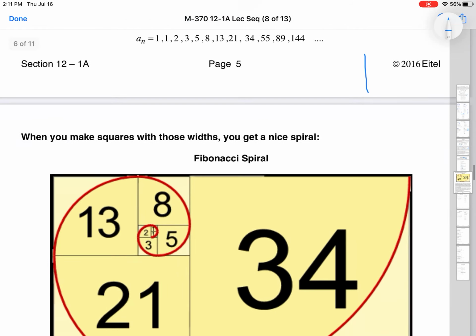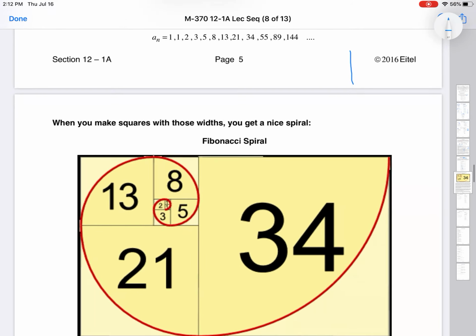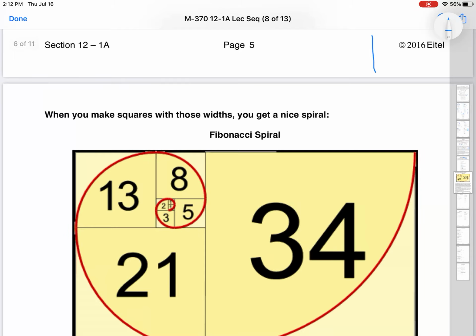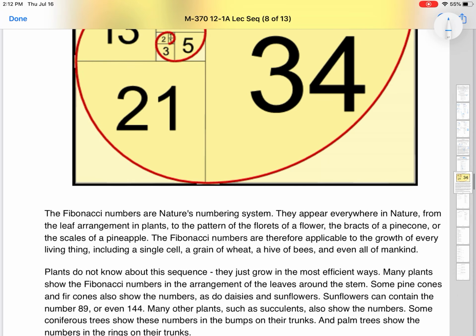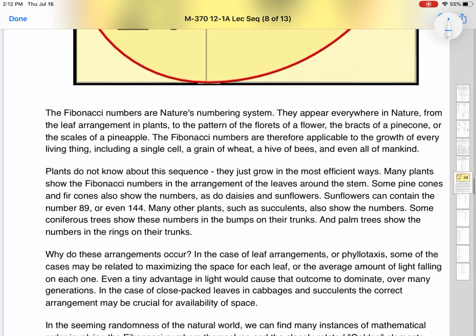And then he's talking about a spiral here. When you make squares with those widths, you get a nice spiral coming through. And so he's just going to give you some history here. Fibonacci's numbers are nature's numbering systems. They appear everywhere in nature, in leaf arrangements and plants. So it's something that you don't need to know in order to be able to do the homework, but it has you realize that a Fibonacci sequence wasn't just made up, because it was actually observed in nature, and he's going to show you that right there.